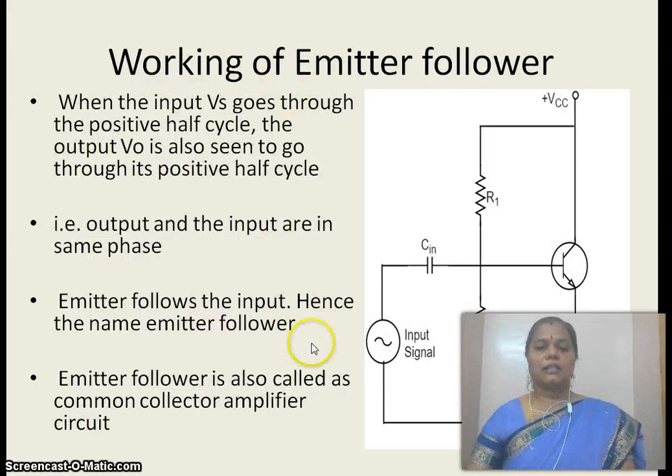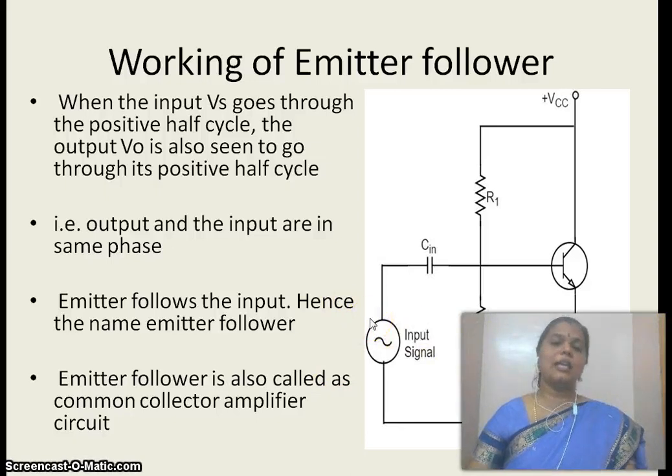And how does this work? If the voltage source Vs increases, this voltage will also increase, and the output will be the same as the input voltage. When we take the output across the emitter, the output will be the same as the input. So the emitter is following the input voltage, and hence the name emitter follower circuits.